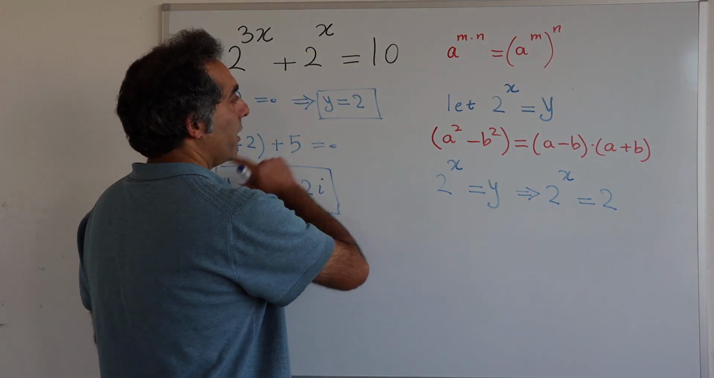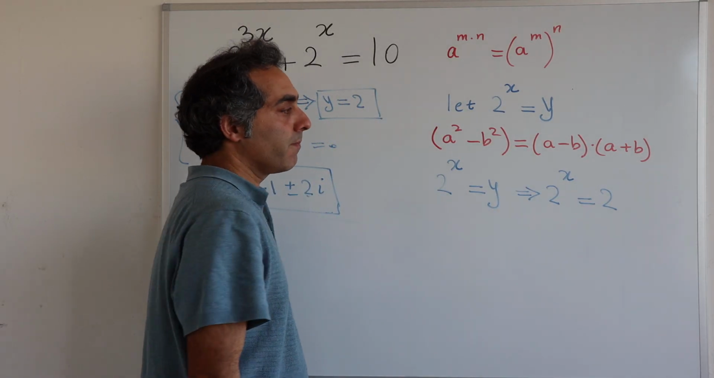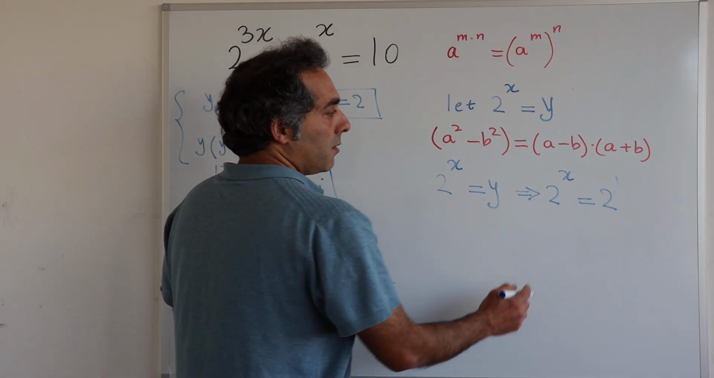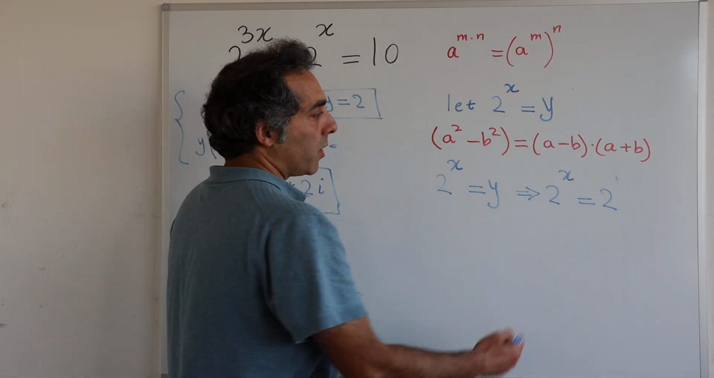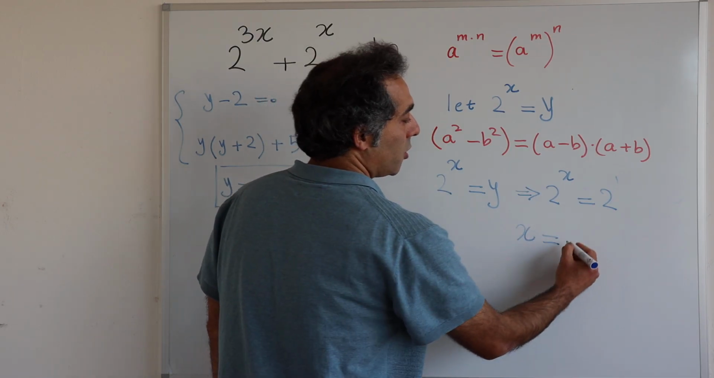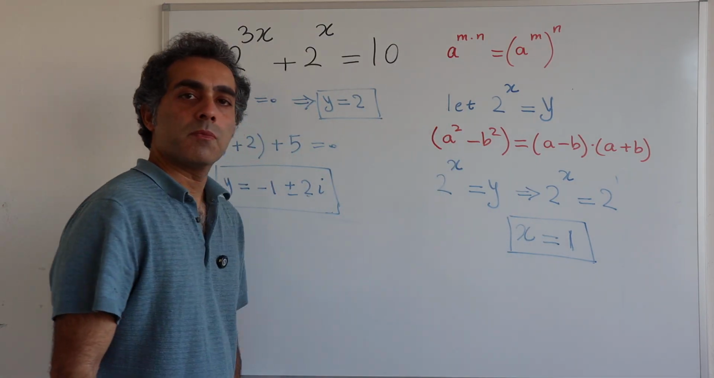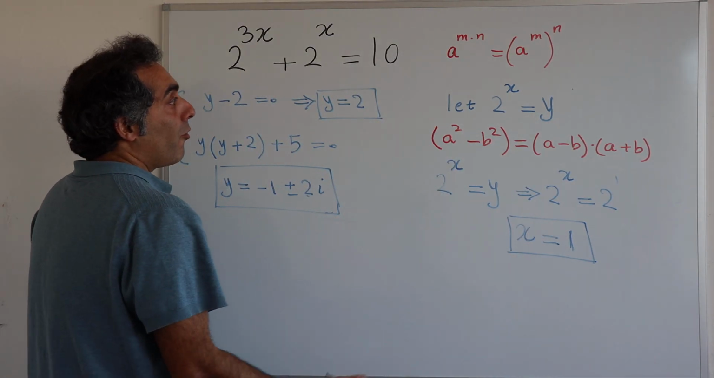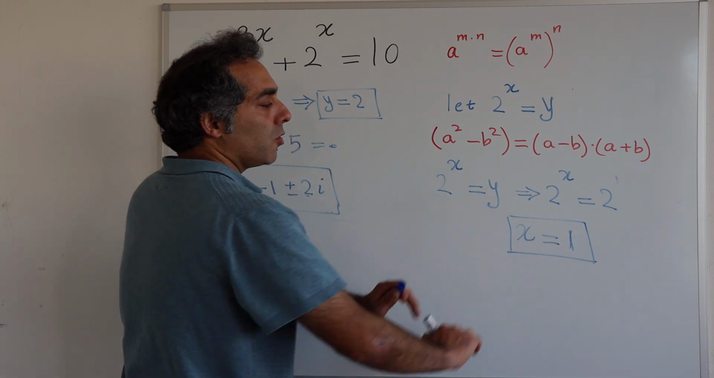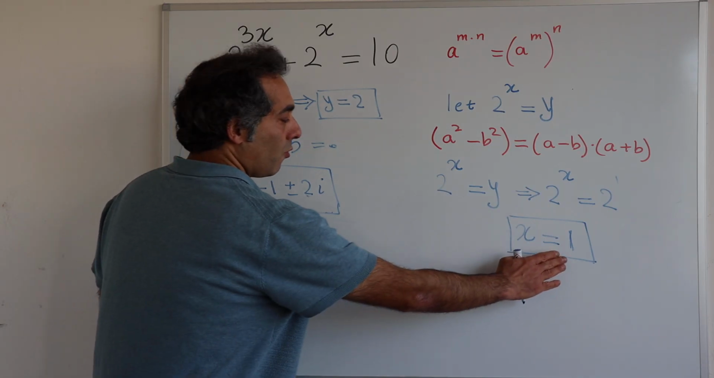Okay, but if y is 2, you can write it like this. And this 2 is 2 to the power of 1, you know. And when the base numbers are the same, you can just equate the powers. x is 1. For the first answer, you find the solution x equals 1.